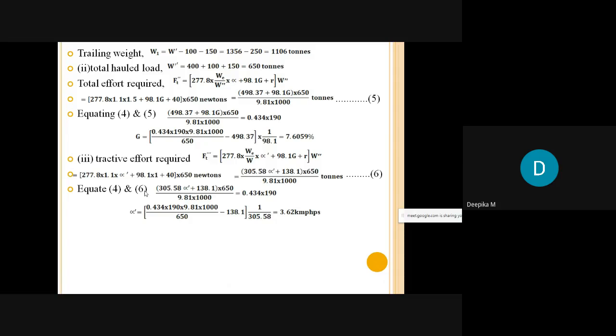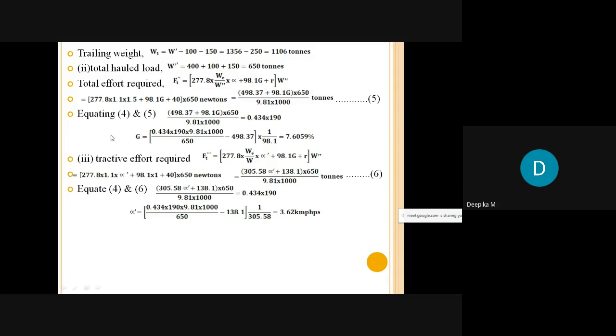In the second case, we have calculated the maximum gradient with the same Hall load. Hall load means it is only the weight of the train which was carried by one locomotive, that is 400 tons. So please remember this. Trailing weight means the overall weight which can be drawn by the two locomotives. Hall load means only the weight which was drawn by one locomotive earlier. So that we have taken over here, that is only the weight of the train plus the weight of both the locomotives. So this is how we have calculated the gradient.